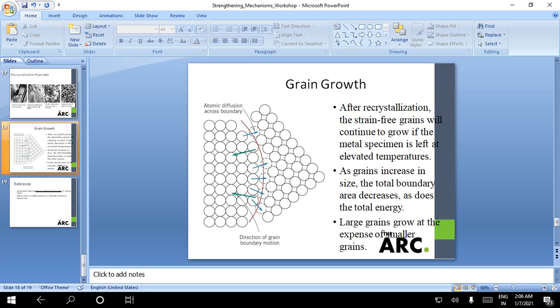these are the different mechanisms that we use to improve the strength of the material.